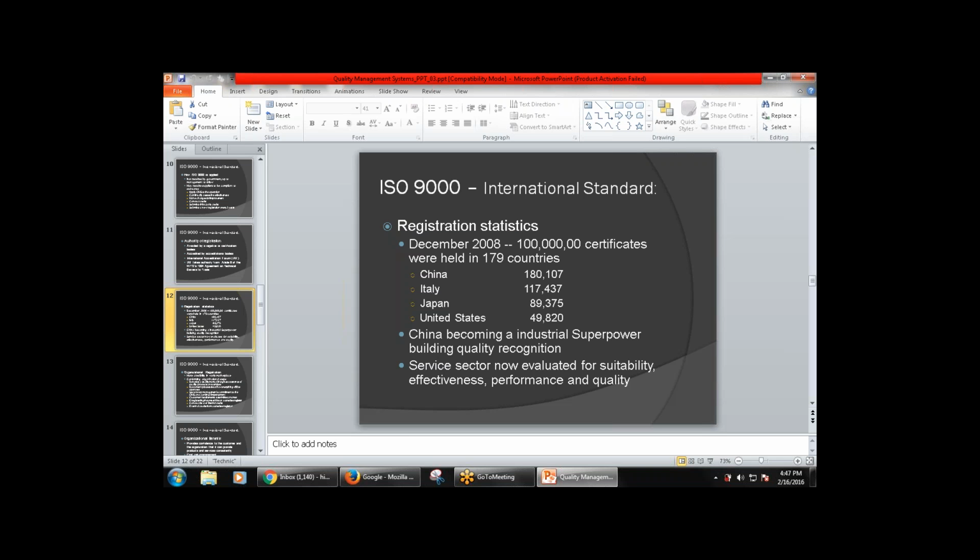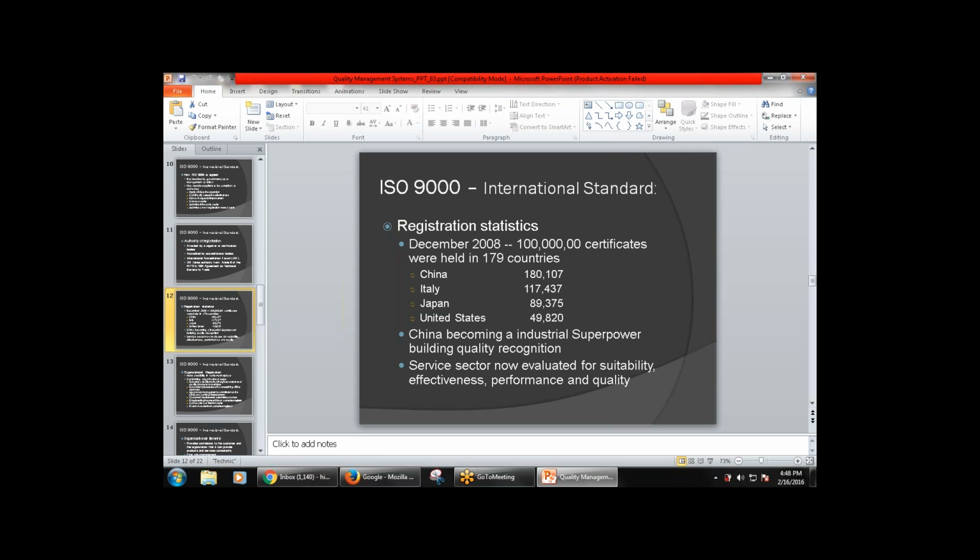Then next is registration statistics. That is, what are the various registration statistics? In 2000, 100,000 certificates were held in 179 countries. These are the details available for 2008, which is a very old report. The leading countries are China, Italy, Japan, and the United States. Then China became an industrial superpower, building quality recognition. That is China.